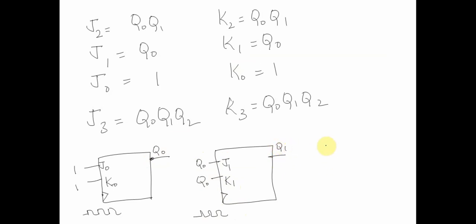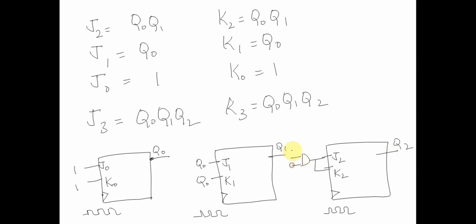Now, for J2, this will be the clock only. This will be Q2, and the input will be an AND of Q0 and Q1. Similarly, J3 and K3 would have an AND of 3 signals. I hope this was clearer.